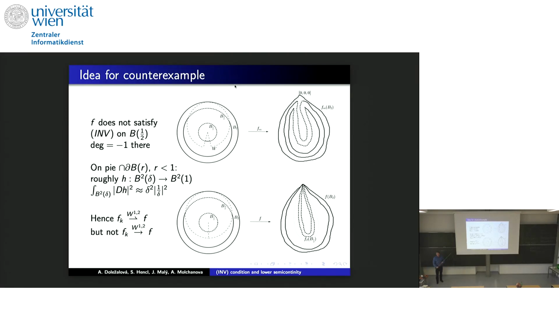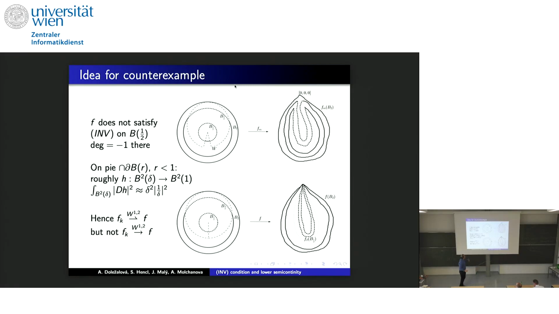Now the next slide I would like to spend on the counterexample, so you can imagine how the inf condition can fail in the limit. This is a 3D example. Everything is rotationally symmetric around this axis, so imagine that this is rotated. Now, what is really happening? We have a ball of radius 2, which is mapped to this drop-like object.